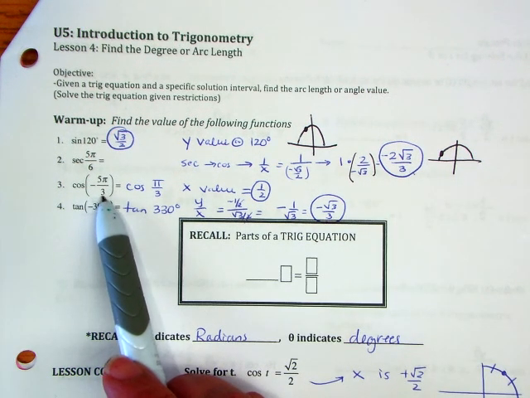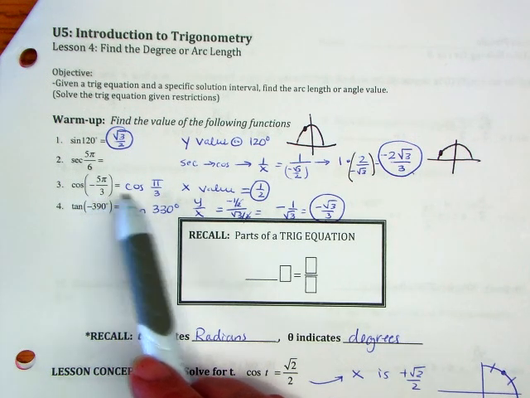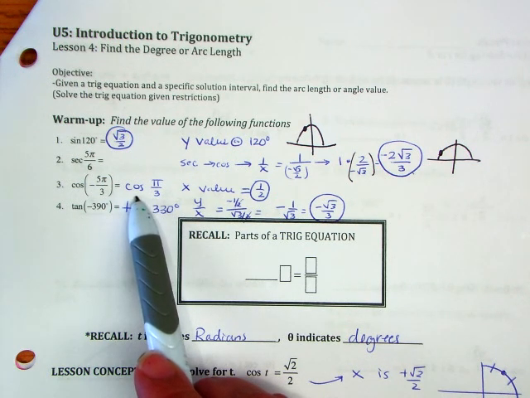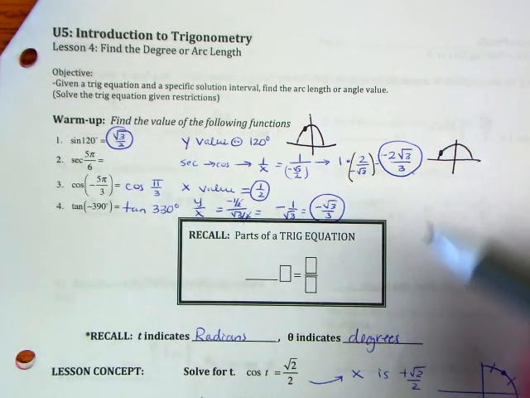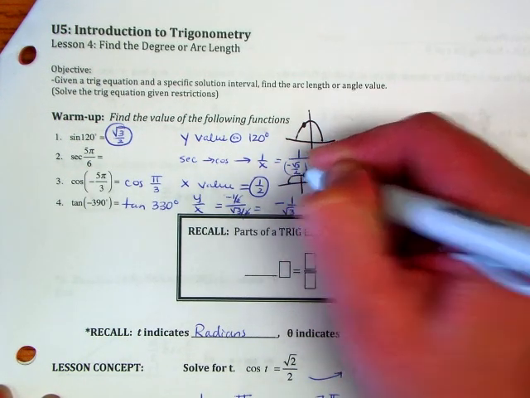Cosine of negative 5 pi over 3 is not a unit circle value until we add or subtract revolutions to get us back to pi over 3. We're looking for the cosine, which is the x value at pi over 3. Again, pi over 3 is located here.